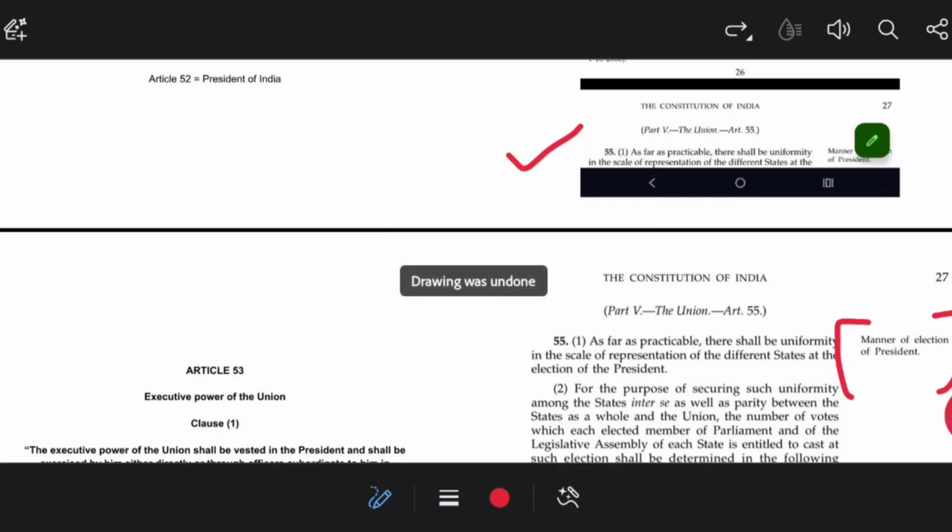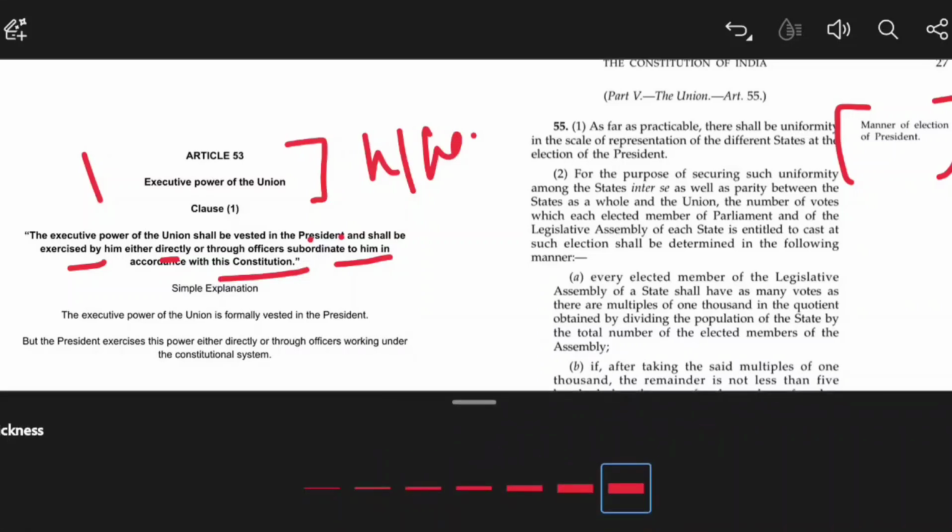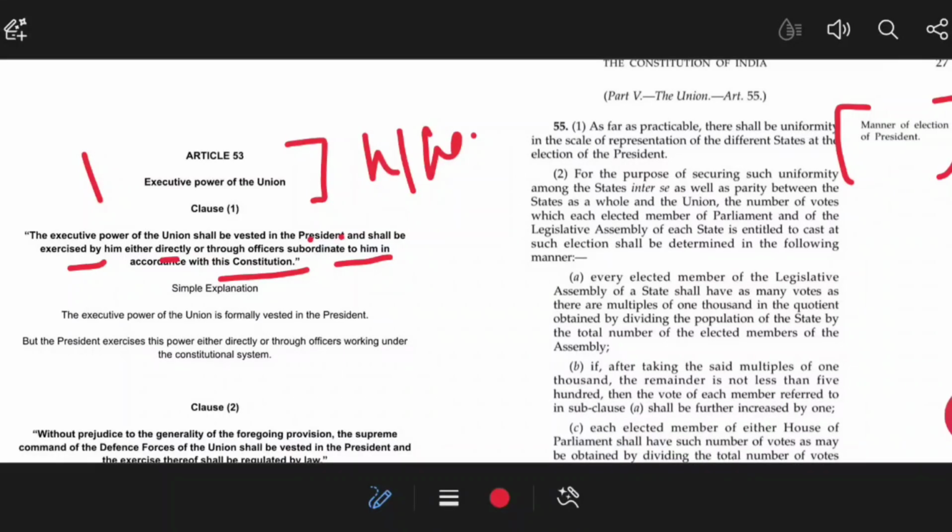Article 53 is about the executive power of the Union, that the executive power of the Union shall be vested in the president and shall be exercised by him or her either directly or through officers subordinate to him in accordance with the constitution. The simple meaning is that the executive power of the Union is formally vested in the president, as mentioned under article 53, part 5th of the Indian Constitution. But the president exercises the power either directly or through the officers who are subordinate to him or her.